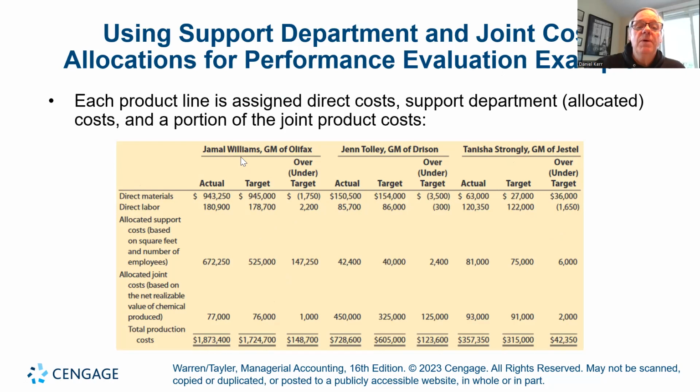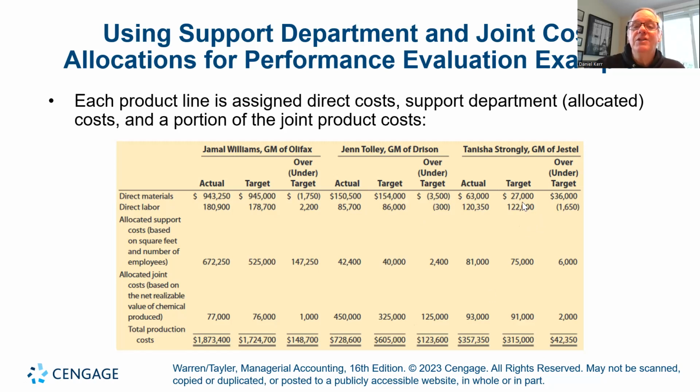If you take a look at Jamal Williams, the actual costs were $1,724,000. That was the target, $1,724,000. The actual was 183 roughly. So Jamal is over budget by $148,700. Take a look at Jen. Jen had costs budgeted, a target of 605, and she had 728. So she's actually over by 123,600.